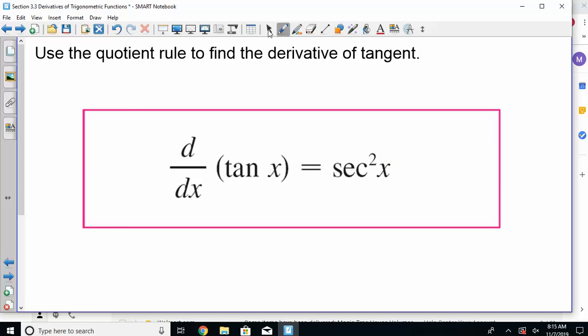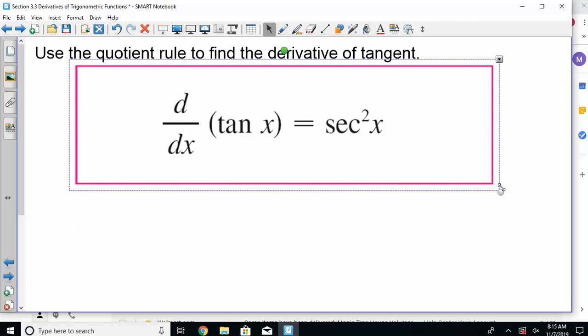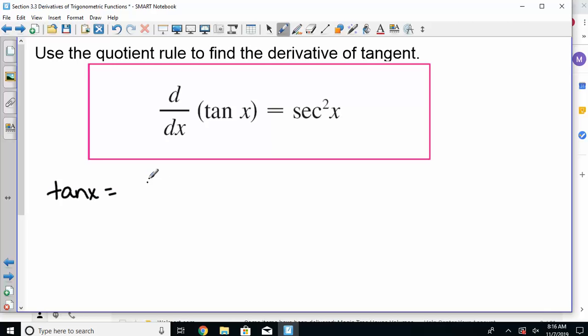We could find this. Basically, we did the others using the definition. Now we could prove all the remaining ones using quotient rule. We know that tangent is sine x over cosine x. So if you want the derivative, quotient rule is low, so the bottom. D high, what's the derivative of sine? Cosine.